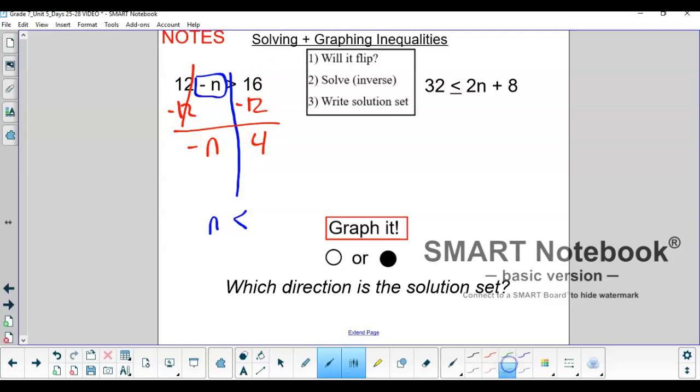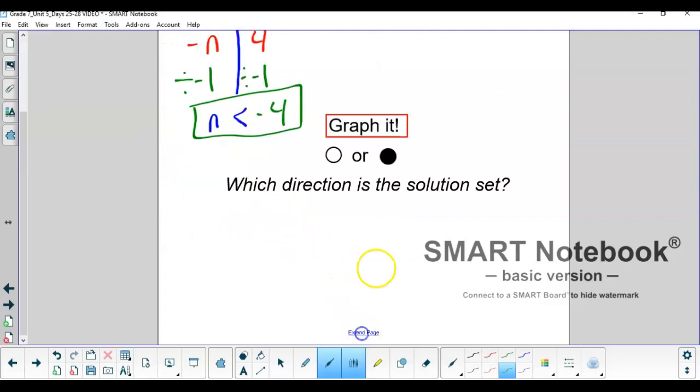Now I'm dividing by -1. And again, this step in green, this is why the inequality flips. Because I'm dividing by -1, and 4 divided by -1 would be -4. So our solution, our inequality, would be n is less than -4.